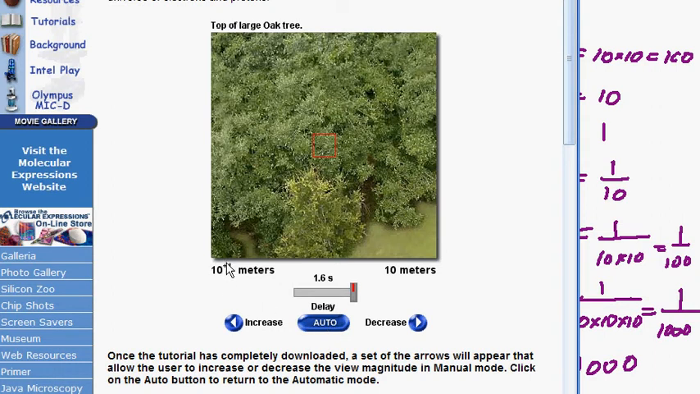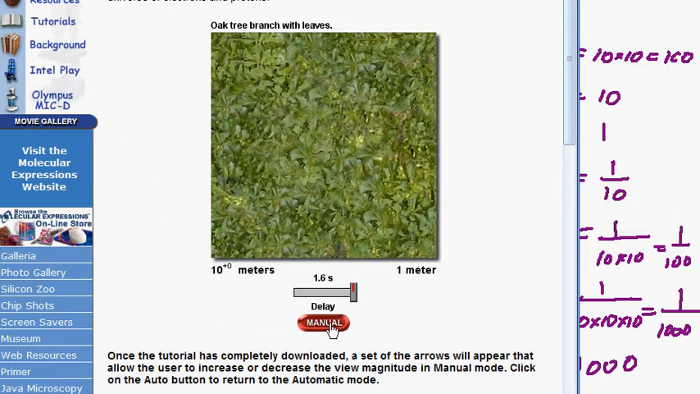So 10 to the 1st meters, and it's converted over here to meters. 10 to the 1st is just 10, so we're 10 meters away from the Earth. A meter is about a yard, so we're about 10 yards or 30 feet from the Earth now, and we're hanging at the top of an oak tree. That makes sense. Okay, we go in one more.